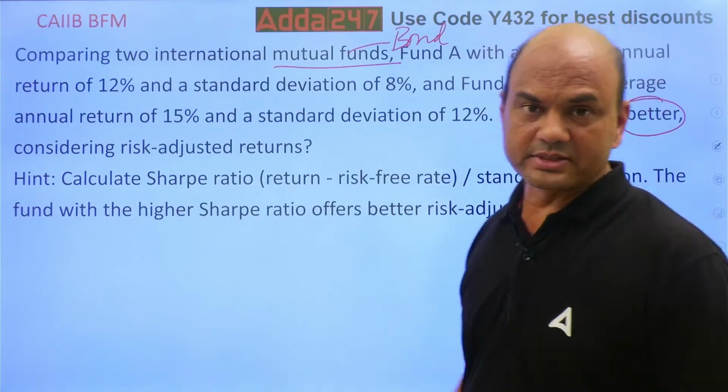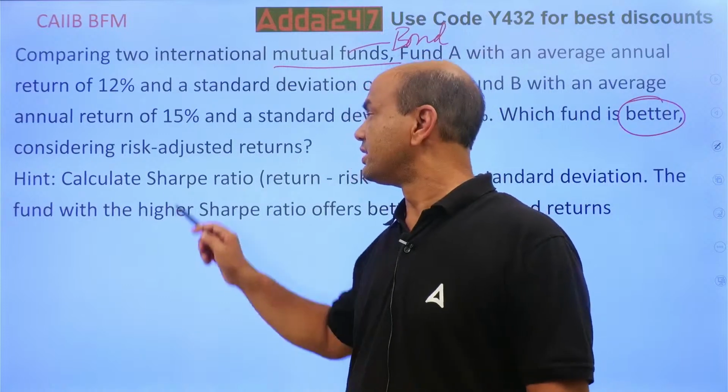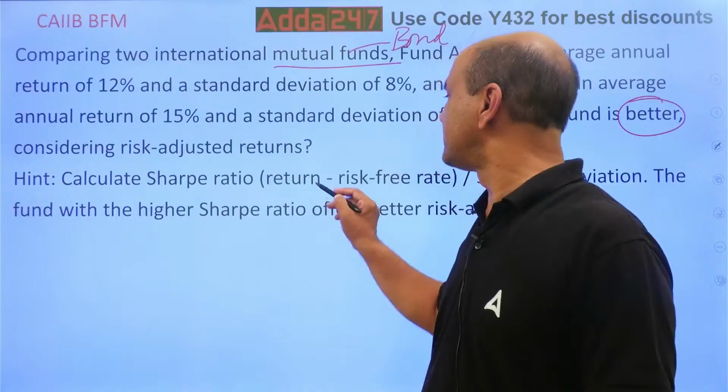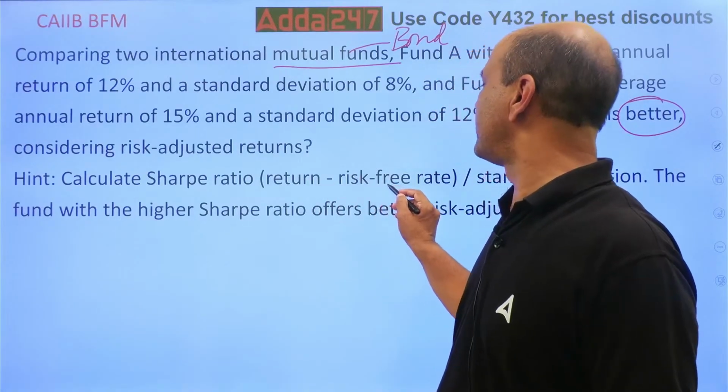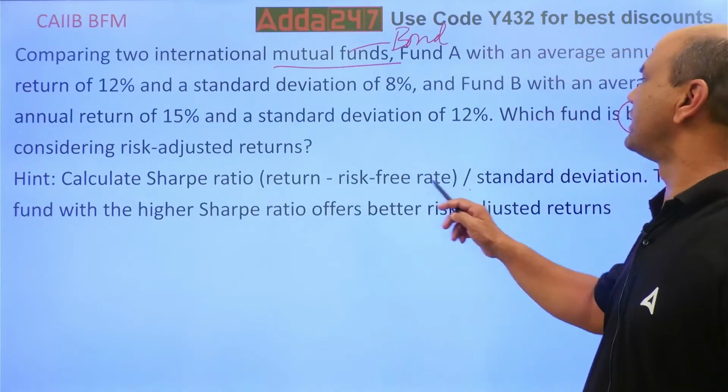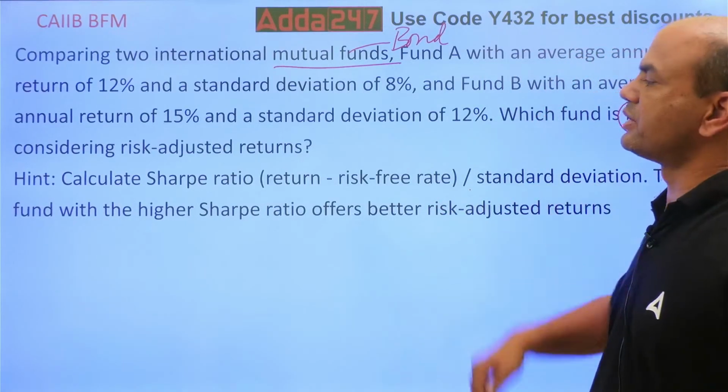So how will you calculate this? There is a hint given: calculate the Sharpe ratio. What is the Sharpe ratio? Sharpe ratio means return minus risk-free rate upon standard deviation. Return minus risk-free rate upon standard deviation.